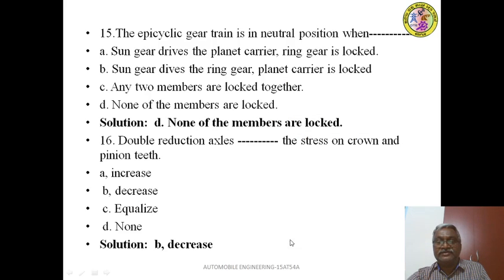Double reduction axle reduces the stress on crown and pinion teeth. In case of double reduction axles, it decreases the stress on crown and pinion because of the secondary gear reduction.